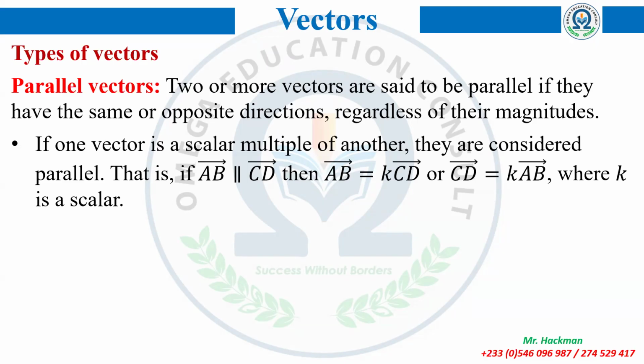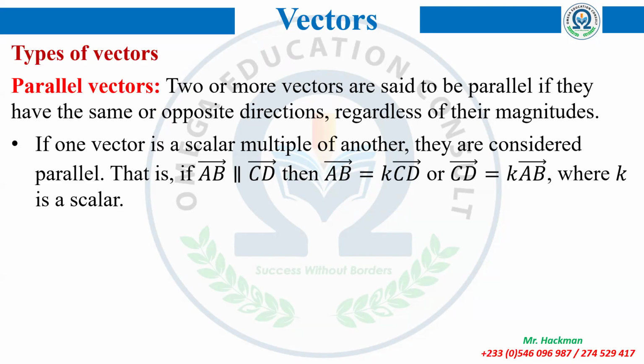Remember when we were looking at equal vectors, we said for your vectors to be equal, the magnitude should be the same and they should also be in the same direction. When it comes to parallel vectors, we are not interested in the direction. They could be in the same direction, they could be in opposite directions, and still be parallel, provided one is a scalar multiple of the other. But for equal vectors, they should strictly be in the same direction and have the same magnitude. Is my point well made?